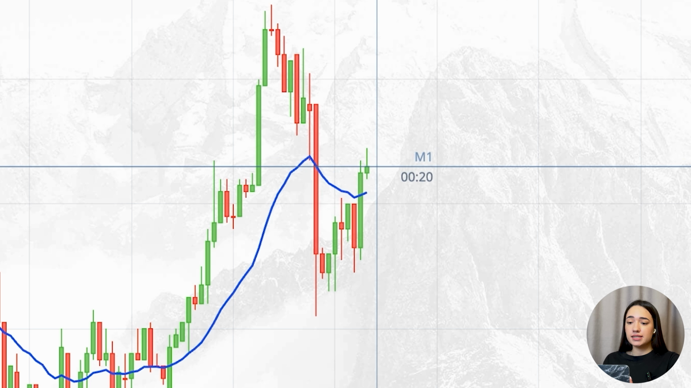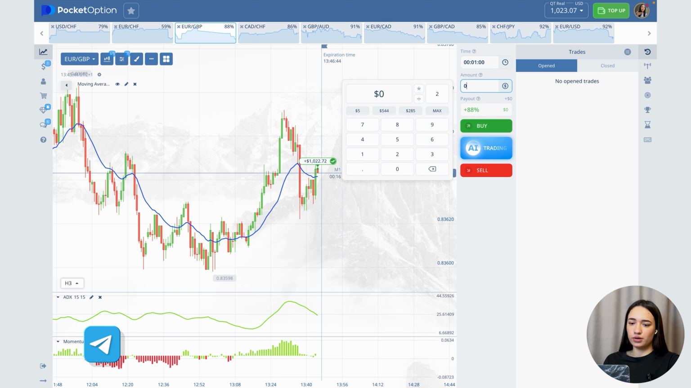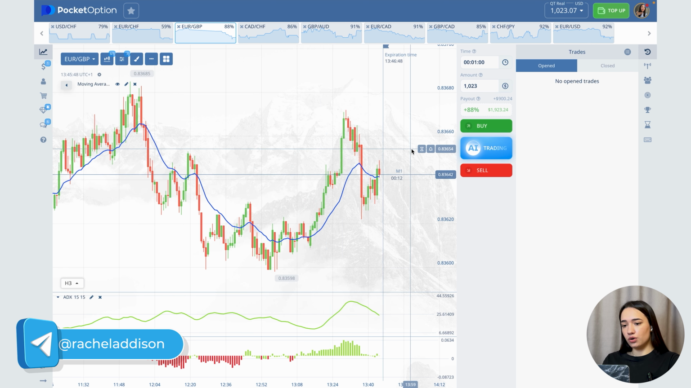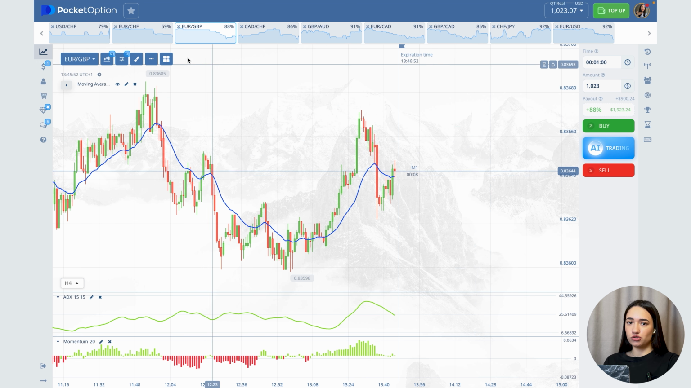And the trade is definitely closing plus. That's a great result, guys. I'm going to buy the maximum amount again before the opening of the position. So let's go ahead and find the next entry point.